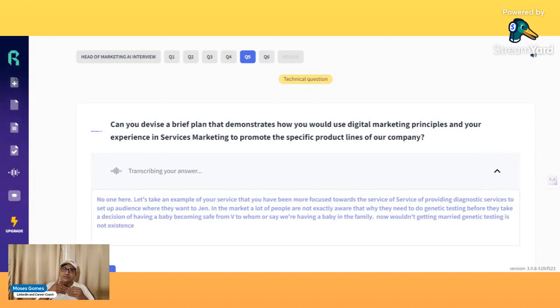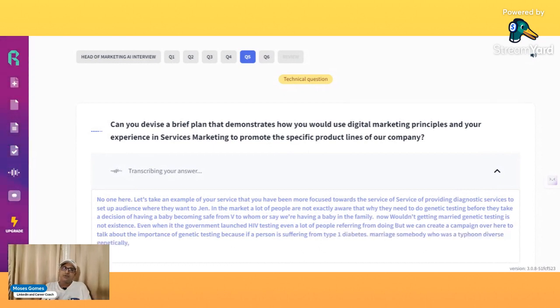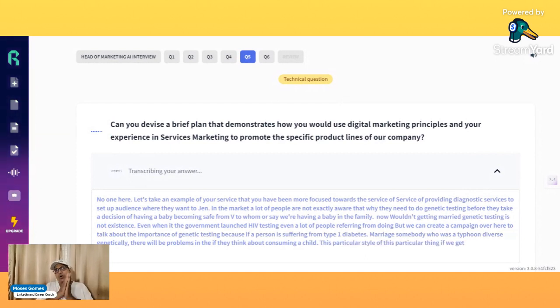Even when the government earlier launched HIV testing, a lot of people refrained from doing HIV testing. But we can create a campaign to talk about the importance of genetic testing, because if a person is suffering from type 1 diabetes and marries somebody who has type 1 diabetes, genetically there will be problems if they think about conceiving a child. If we can do a good campaign and communication targeted towards Gen Z or the new age couples, they would understand.